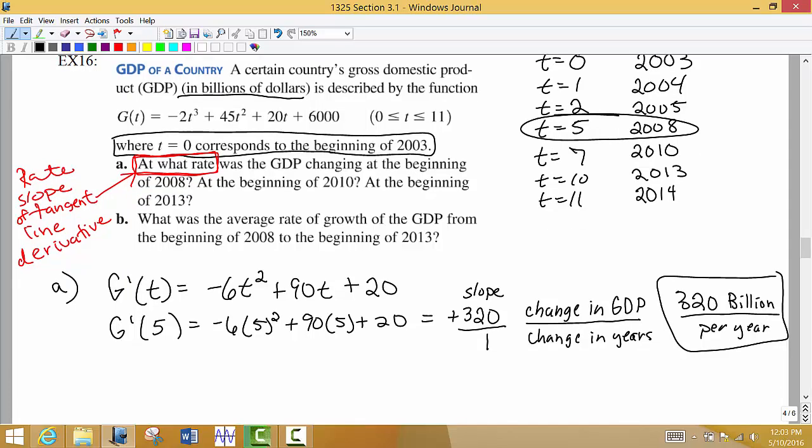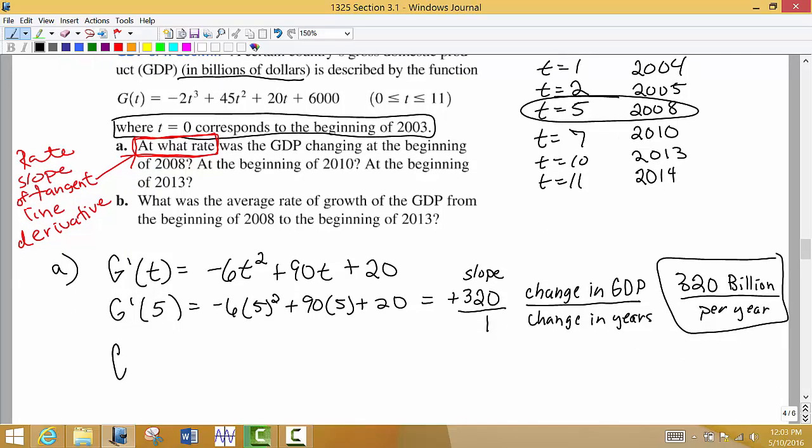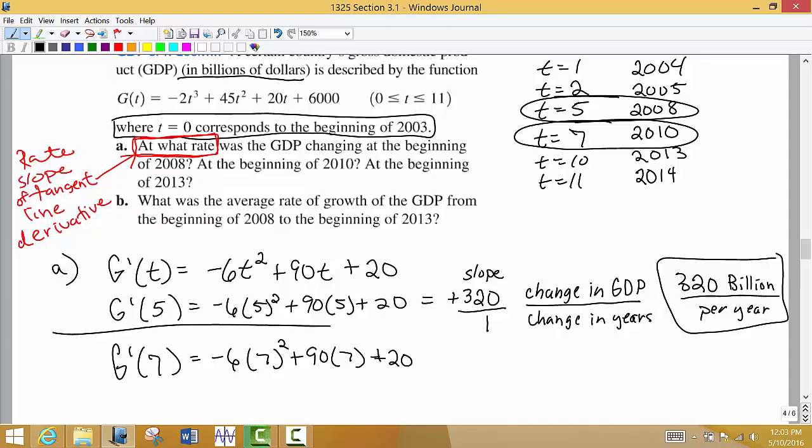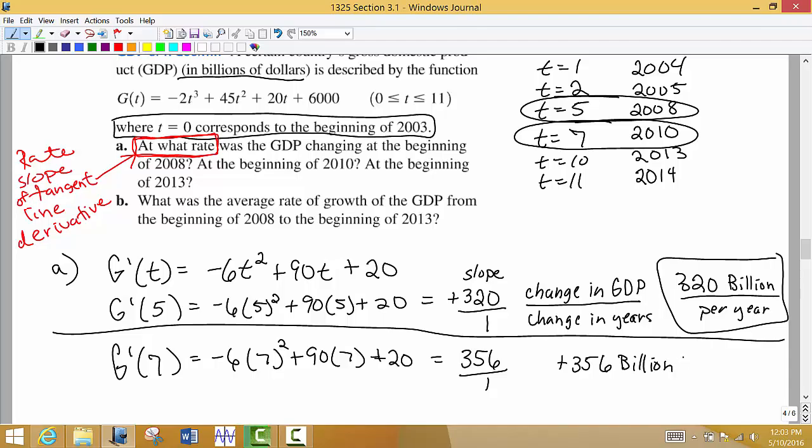So I'm going to ask us another question. What about the beginning of 2010? So we're going to do the same thing, except 2010 corresponds to a t-value of 7. So we're going to plug in our 7 into our derivative and find out what is the rate of change at the beginning of 2010. All right, throw that into our calculator. I get 356 over 1. So it tells me that the gross domestic product is increasing, so it's a positive slope. It's increasing by $356 billion per year.